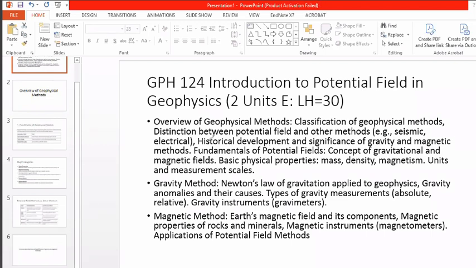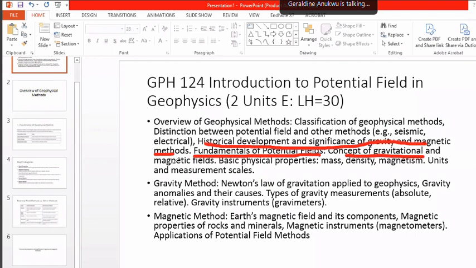All right. So in the next class, we will go through the historical development and significance of the gravity method. Then we'll comment on the fundamentals of potential fields. In the fundamentals of potential fields, we'll be looking at the concept of gravitational and magnetic fields. What are their basic physical properties? What are the basic principles that are used? What is the law that governs gravity? What is the law that governs the magnetic field? What are the units and the measurement scales? I hope we should be able to round this off in the next class.